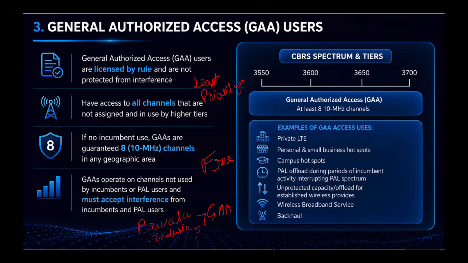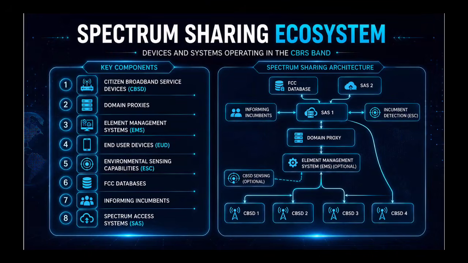So it has access to all channels that are not assigned and in use by the higher tiers, which are the incumbent and the PAL. So if no incumbents are present, GAA is granted 8 10-megahertz channels, so a maximum of 80 megahertz in a particular county. And as I said earlier, GAA operates on channels not used by incumbents or PAL users and must accept interference from incumbents and PAL users. Okay.